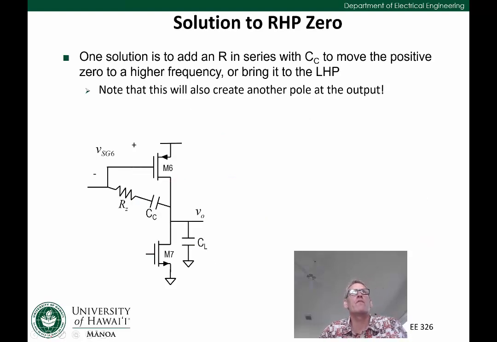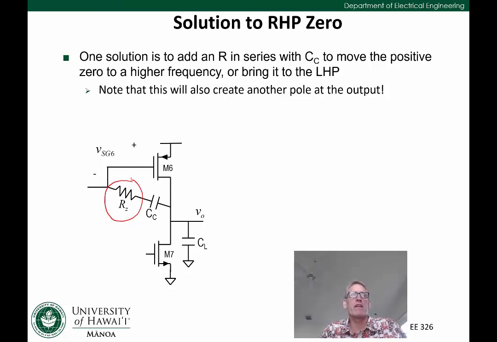All right, so what is the solution to the right half plane zero? One solution is to add this resistor here, which I've labeled as RZ. I think your book labels it as R, but it'd be clear to give it a subscript. So we add a resistor in series with the capacitor CC. This has the effect of moving the zero to a higher frequency. And in fact, as we'll show in a second, we can bring it all the way back into the left half plane. Now, one of the problems with this approach is it's going to add another pole.